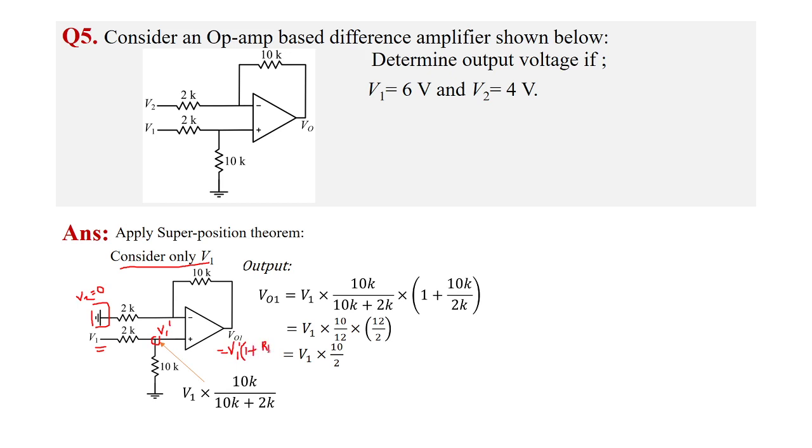So 1 plus Rf by R1. This will be the voltage at V01. Correct. So first we will find what is V1 dash. So what is V1 dash?